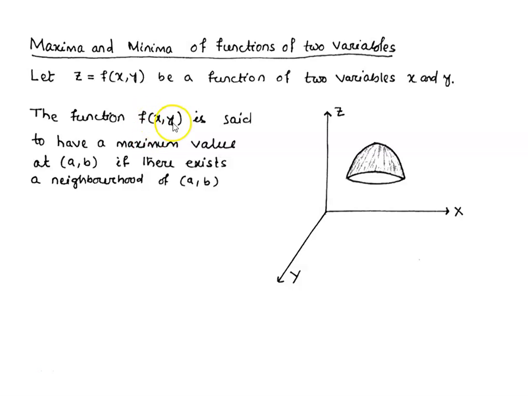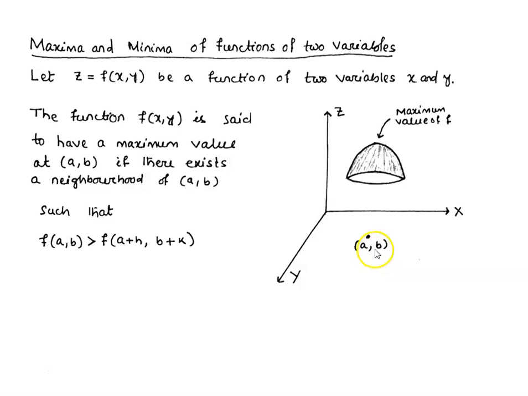Now the function f(x,y) is said to have a maximum value at the point (a,b) if there exists a neighborhood of (a,b) such that f(a,b) is always greater than the value of the function at the neighborhood points of (a,b). Here, in this surface, we can see clearly that this point is the point where the function has the maximum value. So we can say that at this point (a,b), the function has a maximum value.